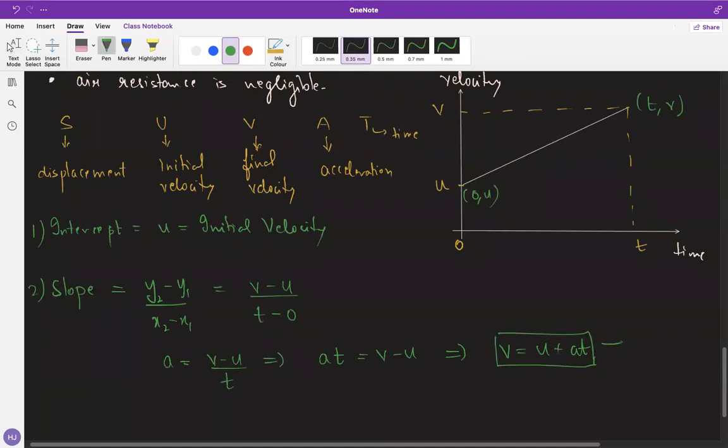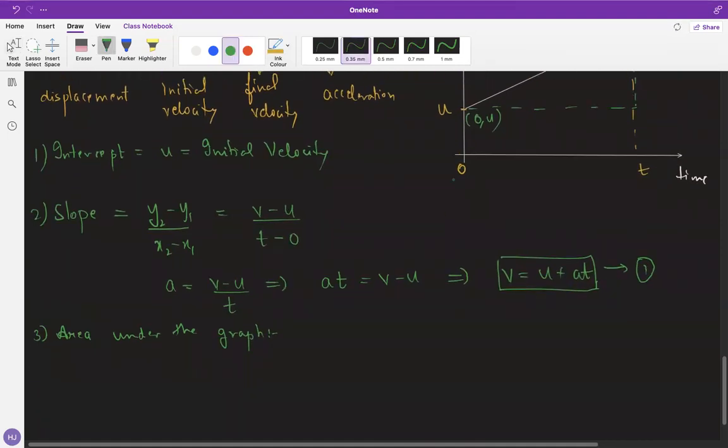Okay, so that's your first SUVAT equation. There is no specific order, that this is number one, this is number two, this is number three. There are four SUVAT equations and you can remember them in any order that you want. The slope of the graph is also done because we determined the slope for the entire line over here, basically for this portion. And the third one, area under the graph.